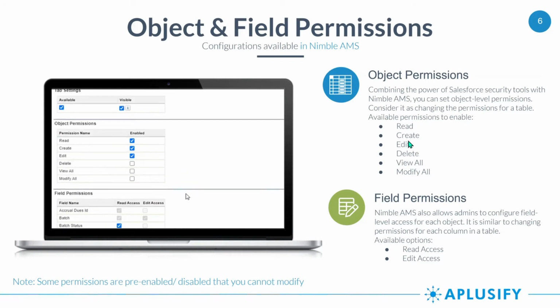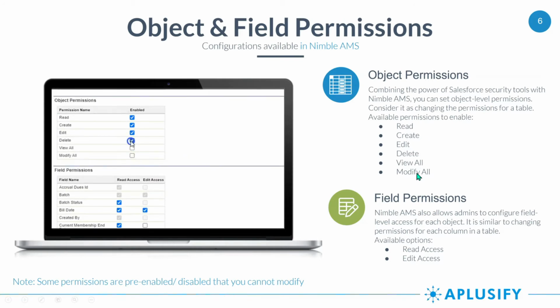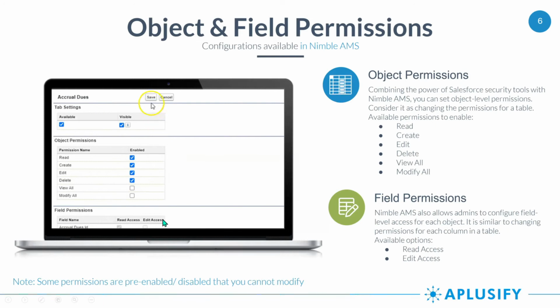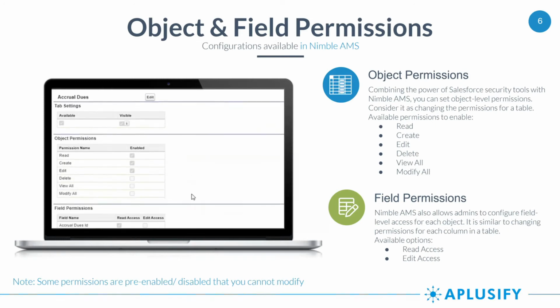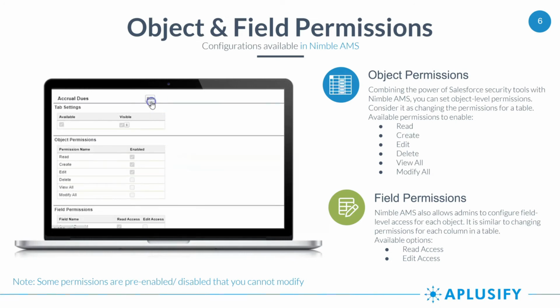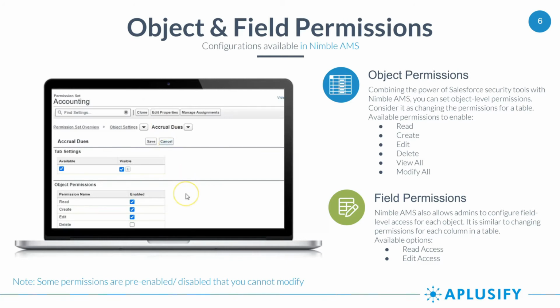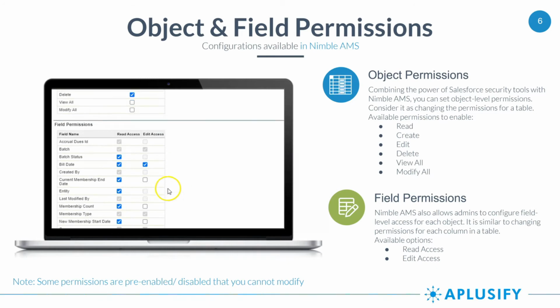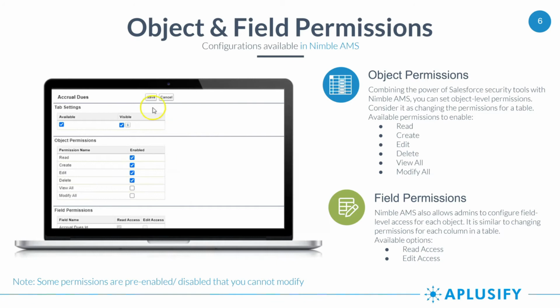As you can see, we have read, create, edit, delete, view all, and modify all in the object permissions. And in the field permissions, we have two things, read access and edit access, which means that read access means you can read the records in that field, and the edit access means you can edit those records in that field. Similarly with the object permissions. And all these configurations are available in the setup menu, which you can easily do, or you can ask your admin to do it.